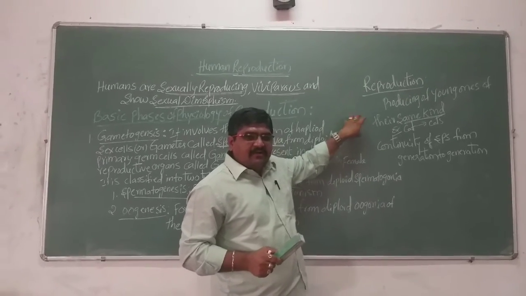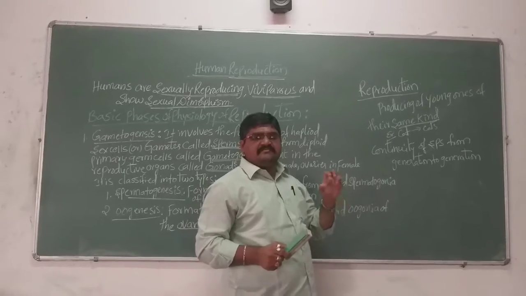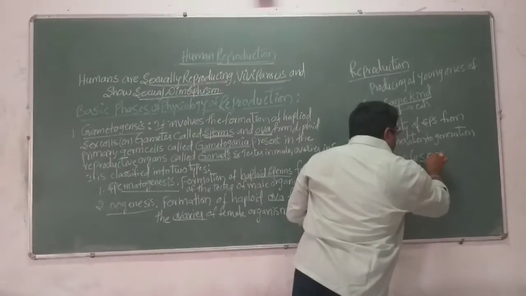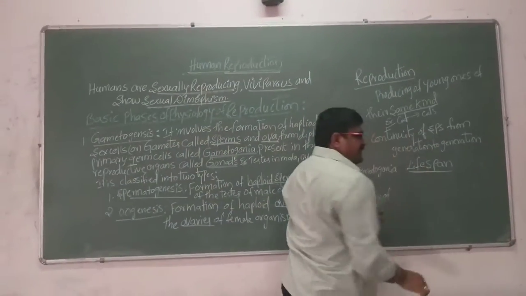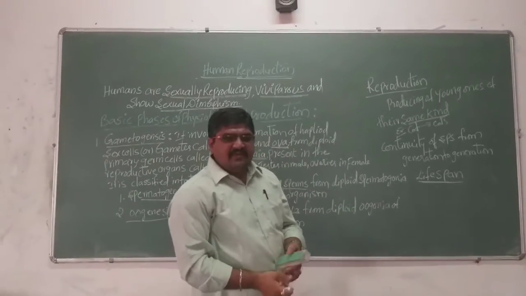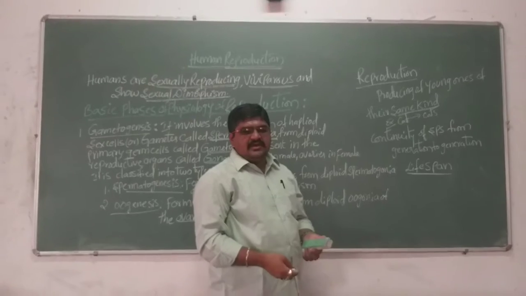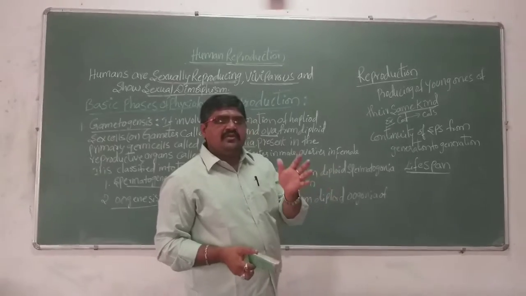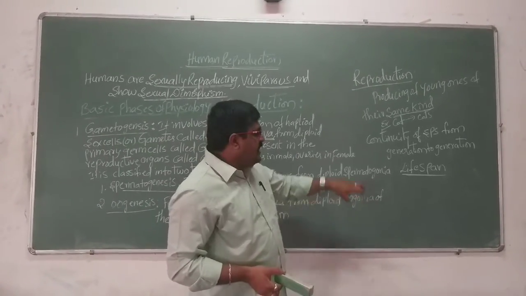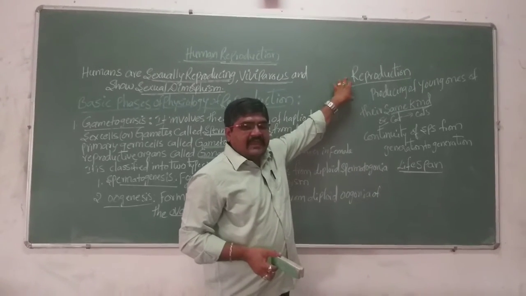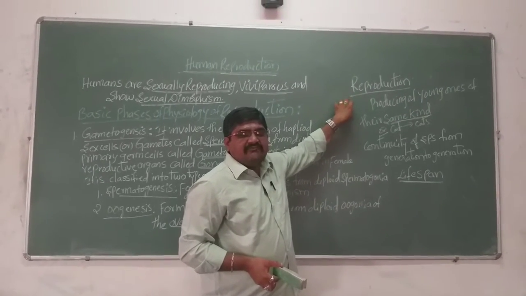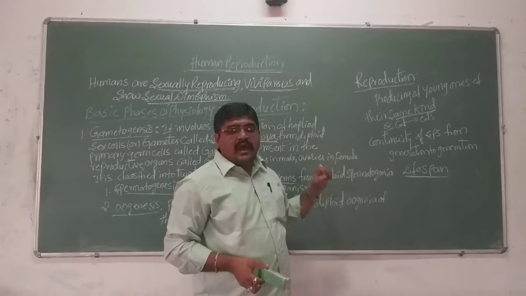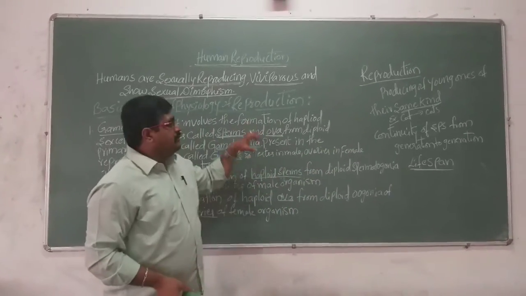At the end of their lifespan, each species has a lifespan, so the species have to continue by producing from generation to generation. When they produce, the race of the species goes on continuously. So reproduction is an important characteristic feature of a living organism.